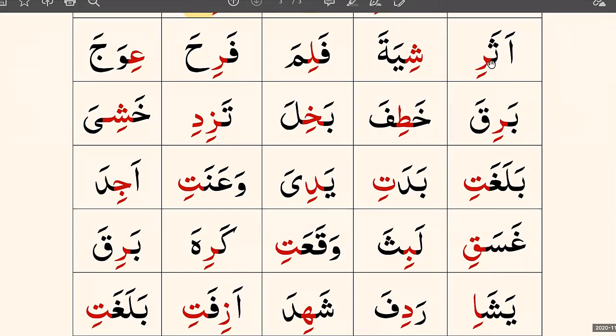Athari. A soft line. Athari. Shiata. And this, where is my hand? Bajila. No, this is kha. On top of it there is a dot. Bakhila. Bakhila. Yes, a dot below is called jim, and a dot on top is called kha. Okay, bakhila. Okay, and this.